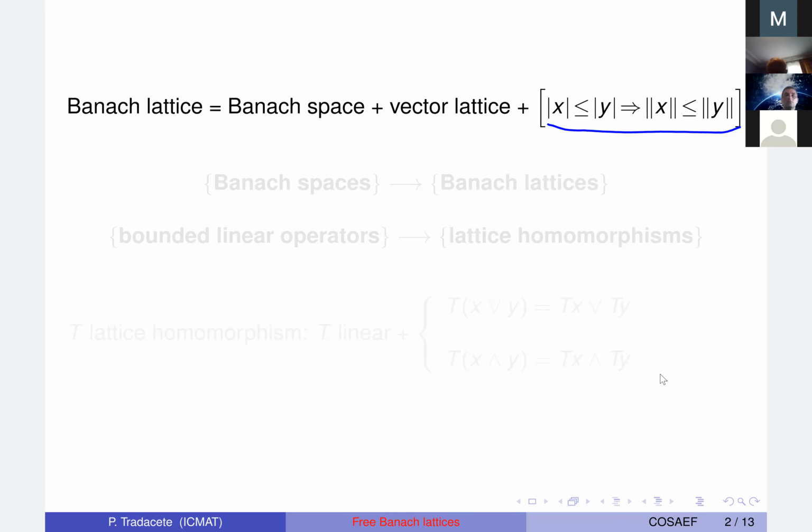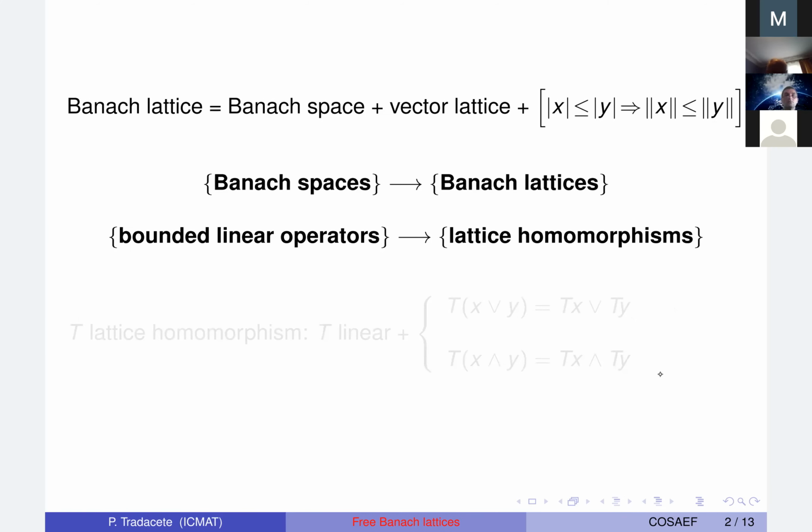Okay, so the kind of question I want to focus on today is the relation between these two structures, right? The Banach space structure and the Banach lattice or vector lattice structure. And by that, if you like category language, we are going to construct a functor which goes from the category of Banach spaces and bounded linear operators between them to the subcategory of Banach lattices. And so the objects, the Banach spaces, will go to Banach lattices, and bounded linear operators will go to the morphisms in the subcategory, which are the linear lattice homomorphisms.